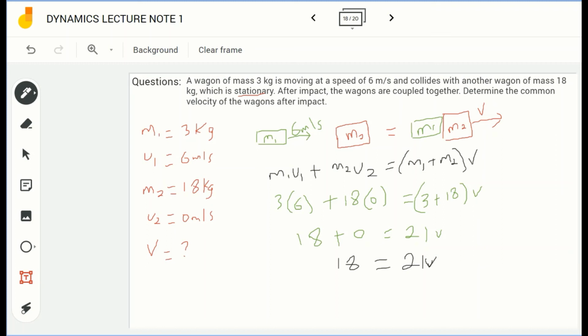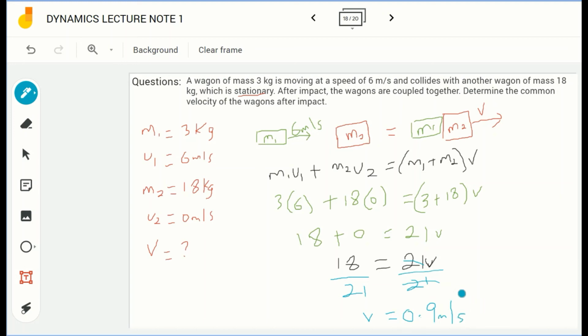So to get our common speed, we divide both sides by 21. So 21 cancels 21. So my V is equal to what? So my V is 0.9 meters per second. That is our final answer.